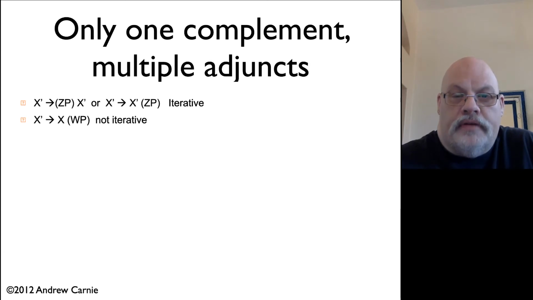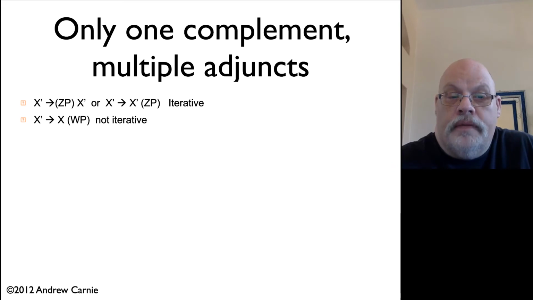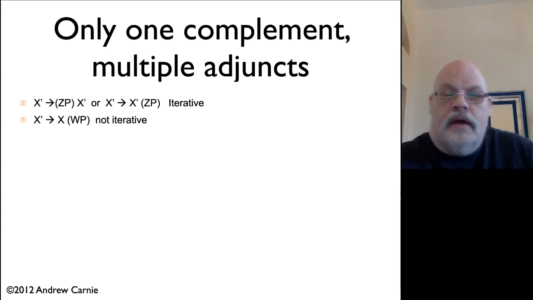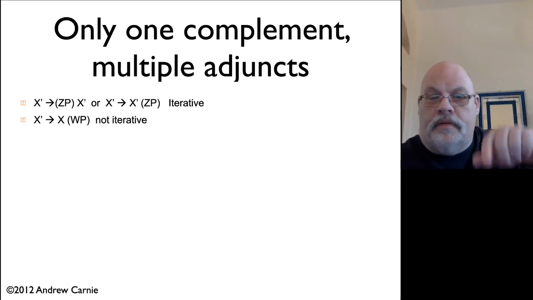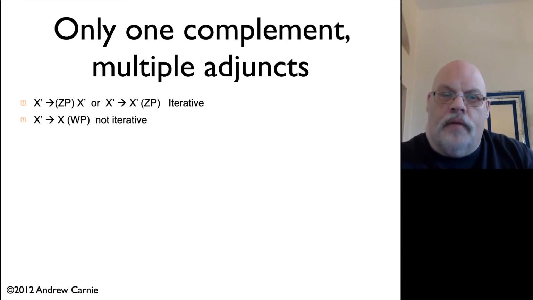Now, another prediction of our theory is that you can only ever have one complement, but you can have as many adjuncts as you want. And this is because of the nature of the rules involved. The complement rule does not self-recurse. It is not iterative. There is an X-bar on the left-hand side of the arrow and an X on the right-hand side of the arrow. So it doesn't feed itself. By contrast, the adjunct rule has an X-bar on each side of each arrow. So X-bar goes to ZP X-bar, or X-bar goes to X-bar ZP. So this means that the adjunct rule, you can apply as many times as you want, which means it gives you as many adjuncts as you want, but those complements, you can only ever have one of them.